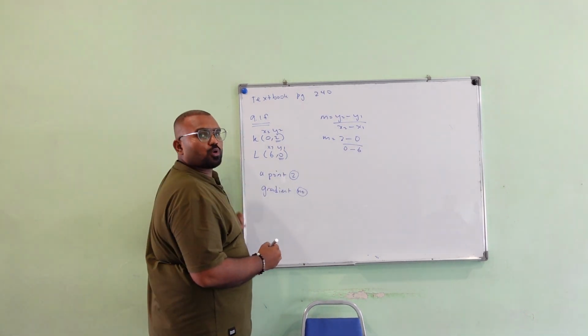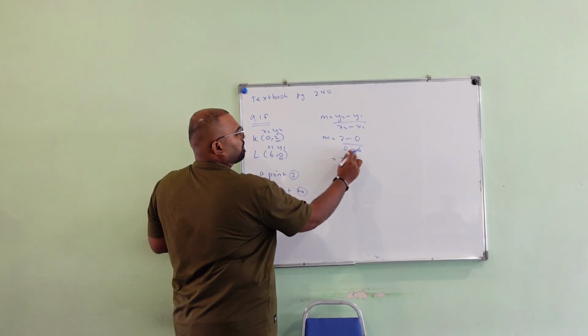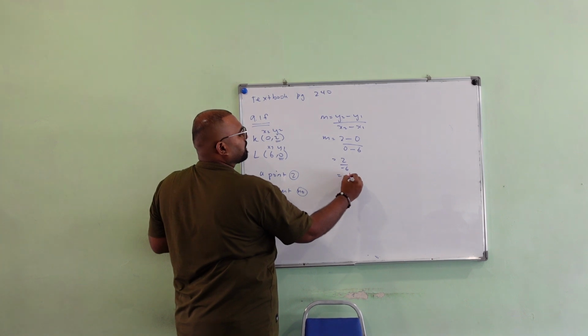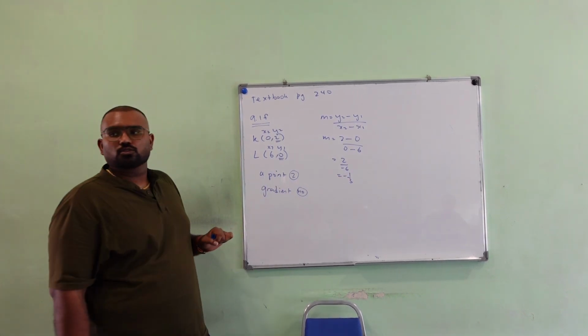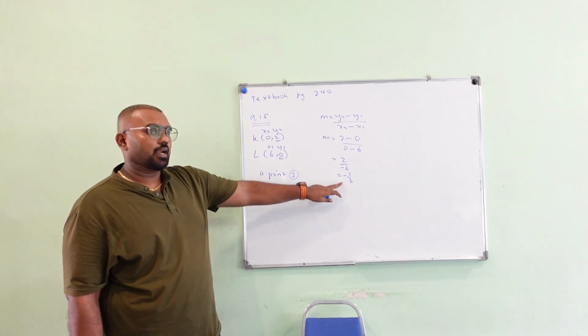Understand? For those who are using the black calculator, you just press up first. 2 minus 0, 2. 0 minus 6, negative 6. So the answer is negative 1 over 3. Understand? If you use the white calculator, you can just press directly. Okay? So now I have the gradient ready, right?